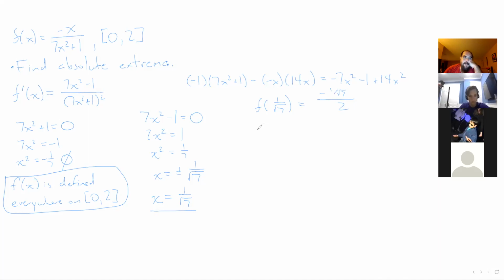What else do I need to look at? I guess you need to look at the values of the function for 0 and 2. Right, also need to look at the ends, because absolute extrema can happen anywhere where the local extrema might happen, so that's why we looked for the critical points. They also might happen at the ends. So f of 0 is 0, and then f of 2 is negative 2 over 29.